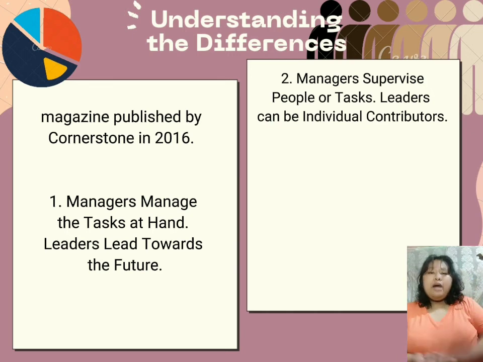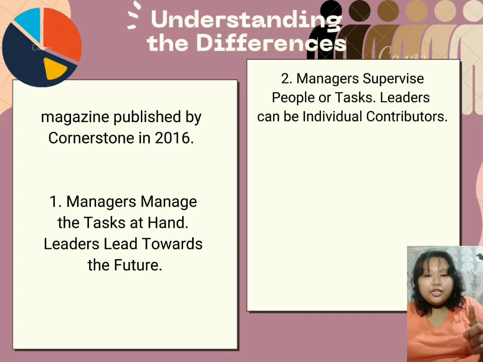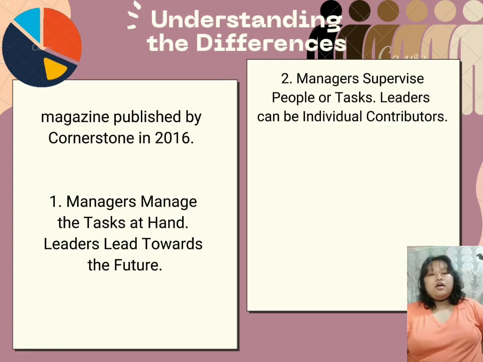Second, managers supervise people or the task, while leaders are individual contributors. According to the explanation, the manager has subordinates, people who work with them. Also, they create power in order to lead with authority. In fact, sometimes a leader doesn't have a big title, or is just a person whom everyone looks up to for guidance and direction.